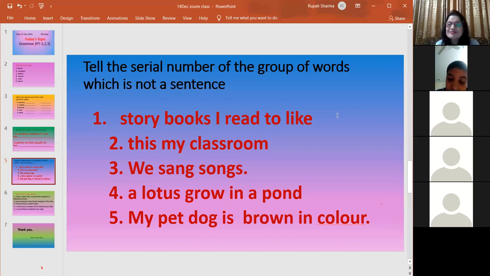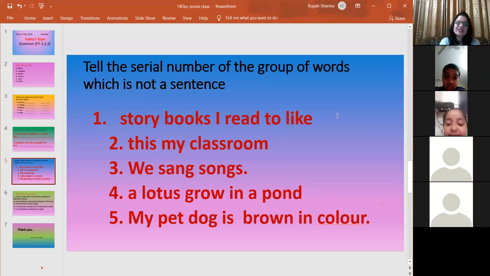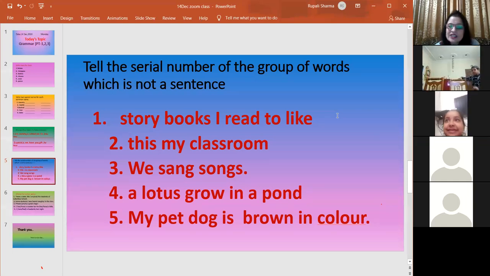Ma'am, there is a capital letter. Ma'am, capital word and teacher full stop. Yes, very nice. Who is this child? Simarpreet. Very nice. A lotus grow in a pond is not a sentence because the first letter is not capital and there is no full stop at the end.